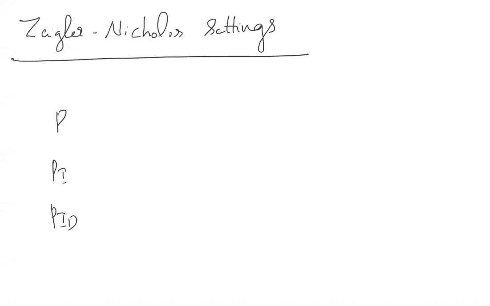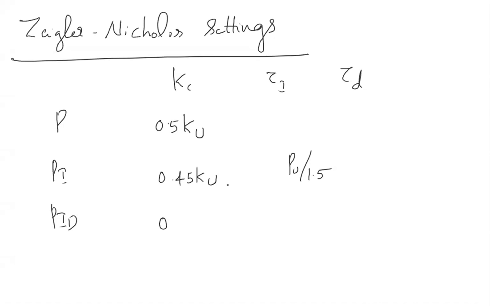So what is next topic is Ziegler Nichols settings. Kc, tau I, and tau D. So 0.5 Ku. You have to remember all these things. 0.45 Ku, Pu by 1.5. 0.6 Ku, Pu by 2, Pu by 8. Where do you get this Ku? You will get from the frequency response.